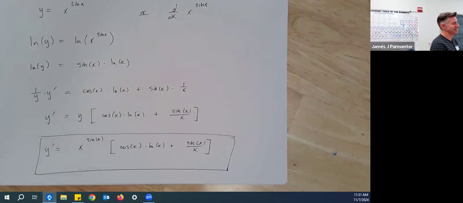Sine x over x is 1? Thank you for asking the question. I was hoping someone would ask. No, you cannot. And here's why. Sine x over x isn't equal to 1. If you think about the graph of sine x over x, it has lots of values. It's actually never equal to 1.